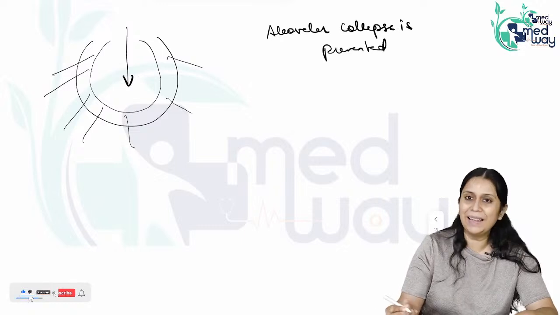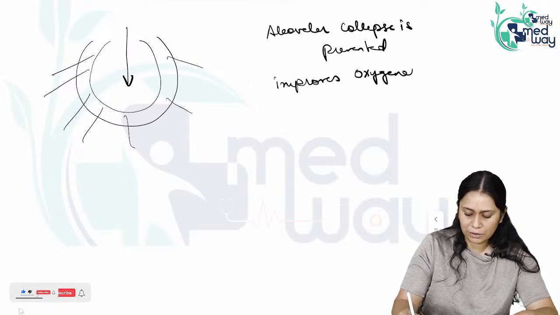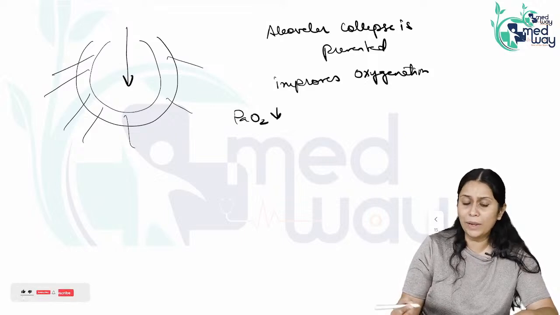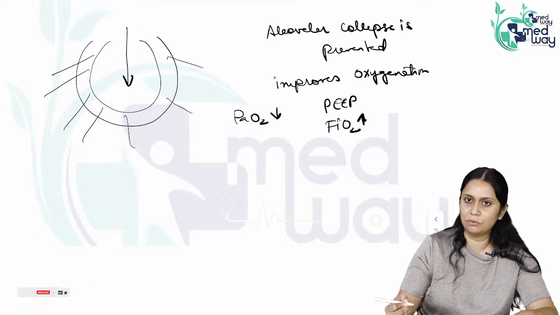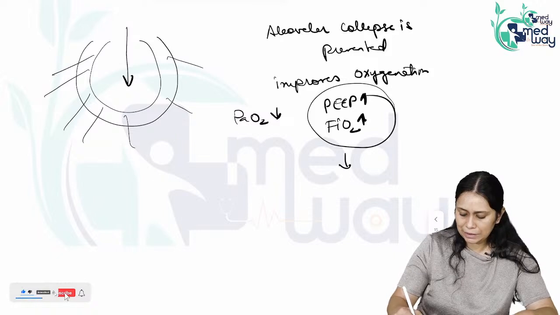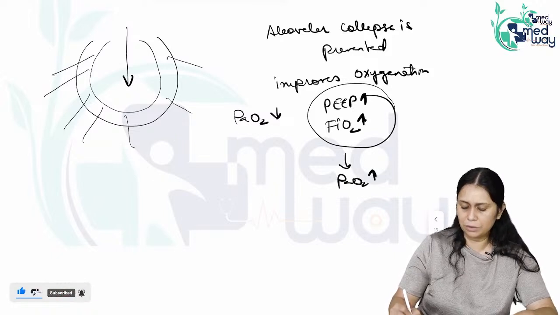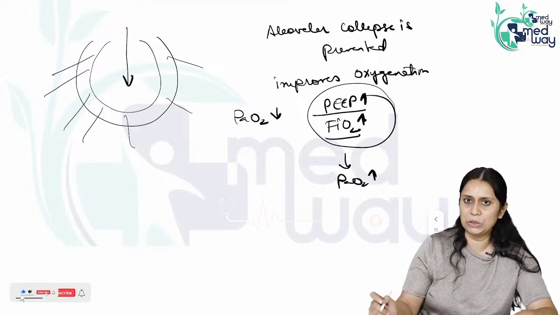So it prevents atelectasis and it improves oxygenation. So PEEP is improving oxygenation, right? Whenever a patient has a low PaO2, there are two ways by which we can improve it: by applying PEEP and by increasing FiO2. So by increasing PEEP and increasing FiO2, we can increase the PaO2 of a patient. So what we do? We titrate at minimum PEEP and minimum FiO2, just adequate oxygenation.